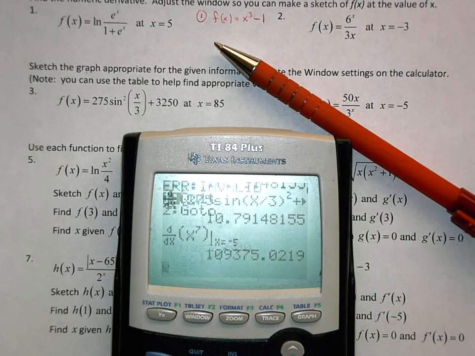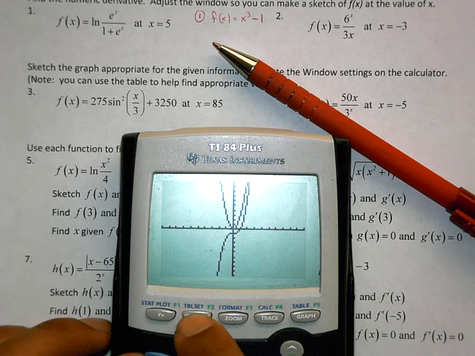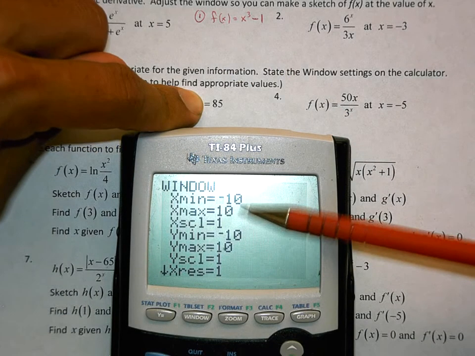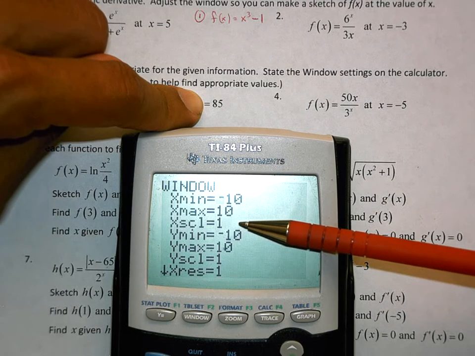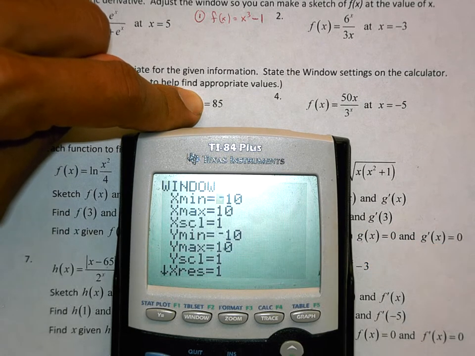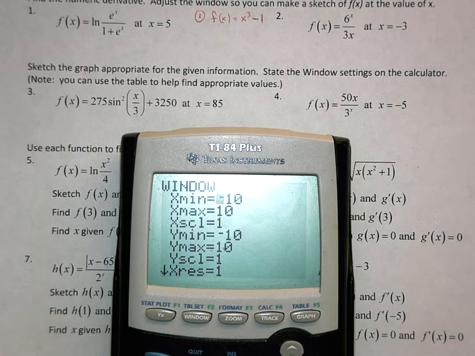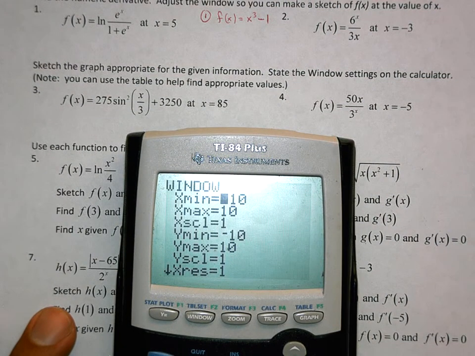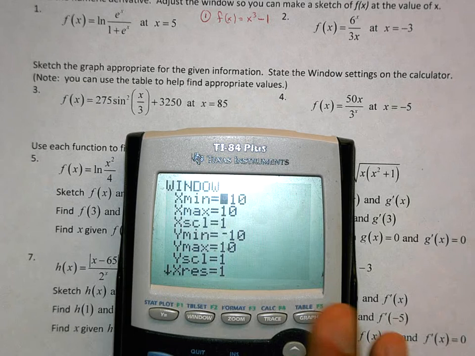And so how would I do that? I would go to the window settings, and I need a maximum. If I wanted 85, I'd have to have like 90 here or 86, so that it's in between somewhere. Then it'd be able to figure it out. Let me see. Anything else I need to mention for this calculator? Make sure you're in radians if you have a sine. Okay, that's it for the TI-84.